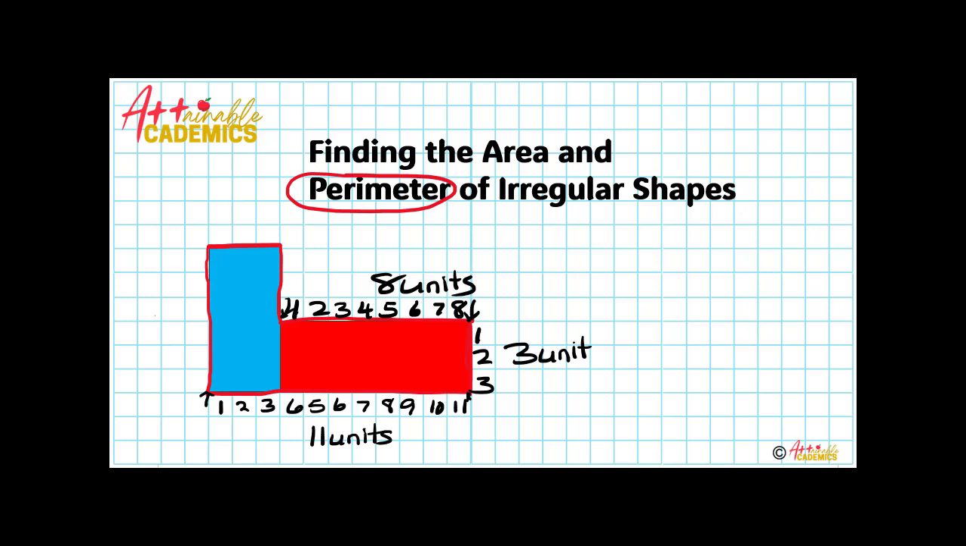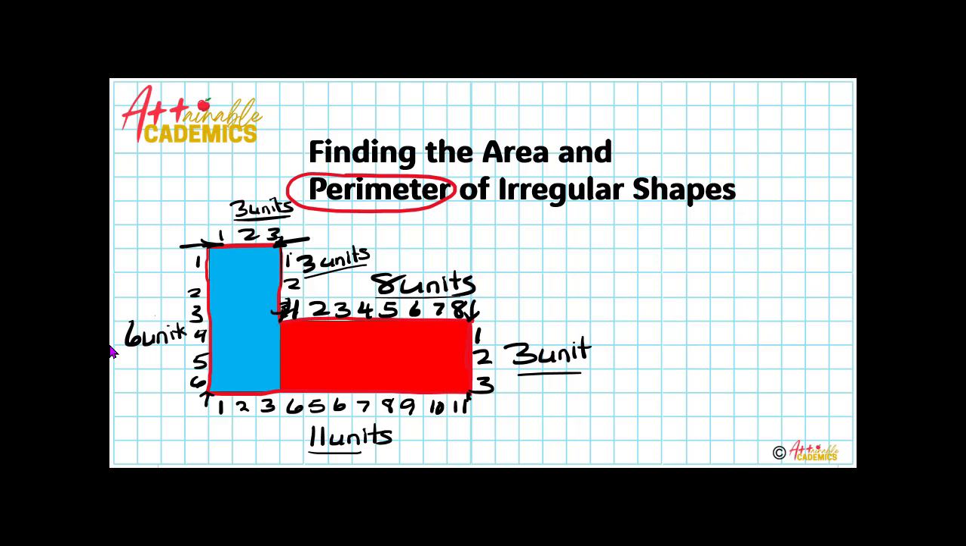But wait, there's more. What about from this point to this point, right here? We've got 1, 2, 3 units there. Okay, keep that in mind. So far we've got 11 units, 3 units, 8 units, and another 3 units. But wait, there's another 3 units. We're adding 3 a lot of times. Okay, last line to measure: 1, 2, 3, 4, 5, 6. 6 units on this side.